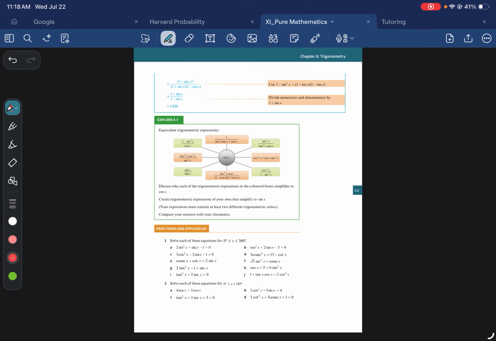And in the next few videos, we're going to look at solving trigonometric equations. And that is going to be the end of this chapter.